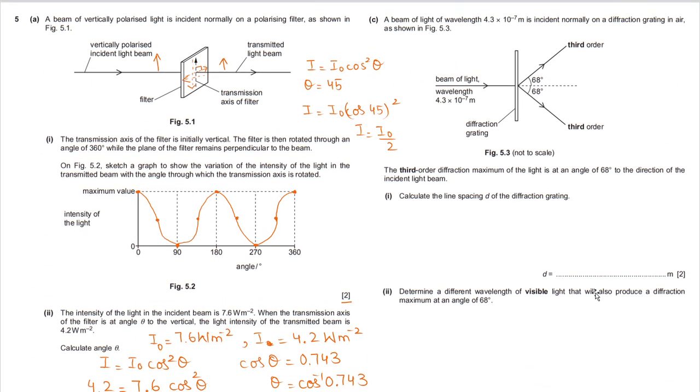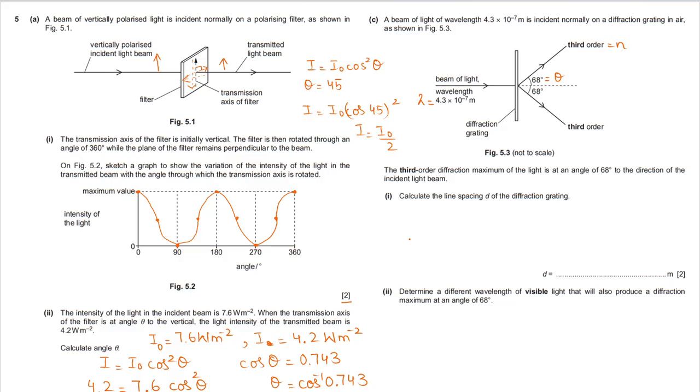Now, part C: a beam of light of wavelength lambda, which is known, is incident normally on a diffraction grating in air as shown in figure 5.3. The angle is also given, third order, n is also known. The third order diffraction maximum of light is at an angle of 68 degrees to the direction of the incident light beam. Calculate the line spacing d of the diffraction grating.